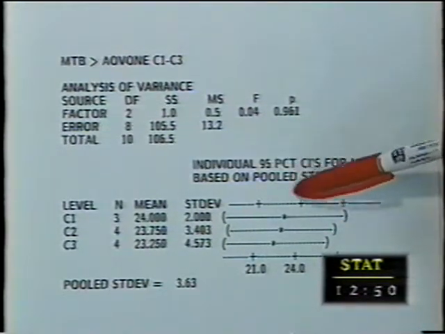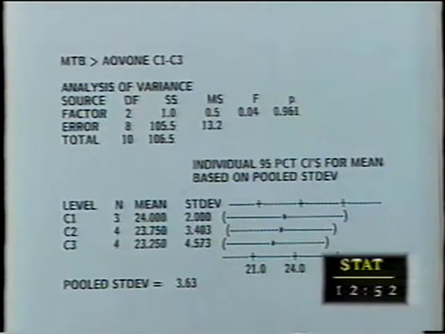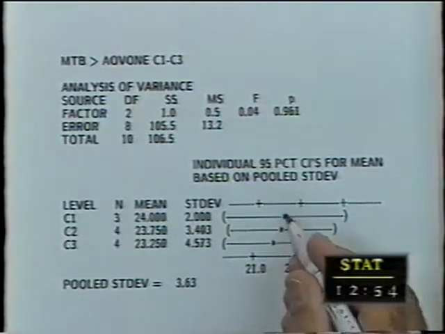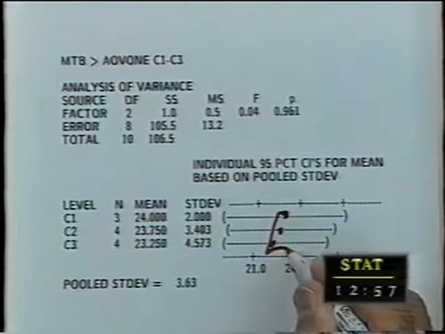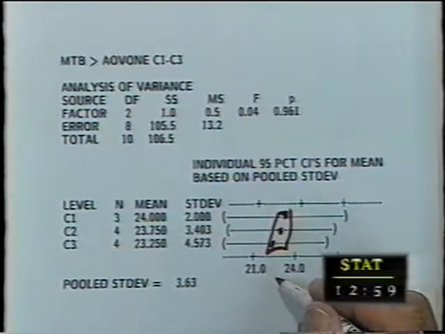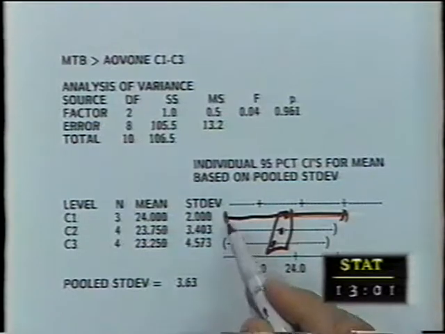And this shows you a picture. The output gives a picture which tells us exactly what's going on. Here are the means. Notice that the means don't differ from each other by very much. Here's a confidence interval for each mean.